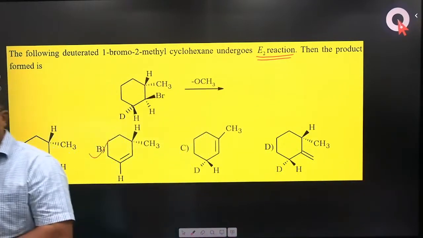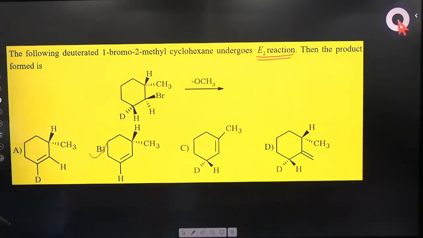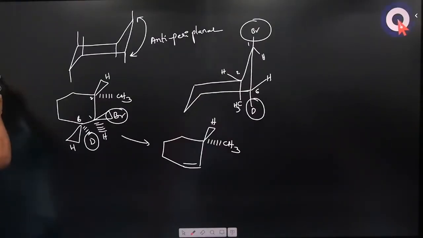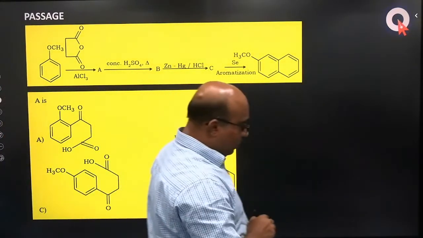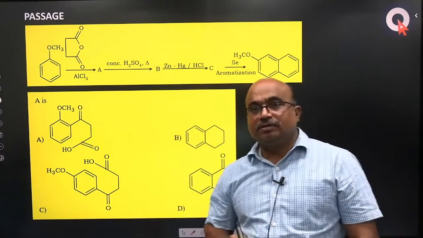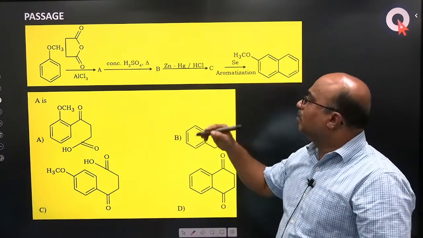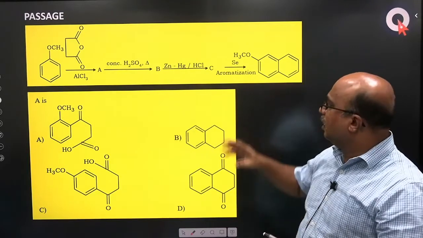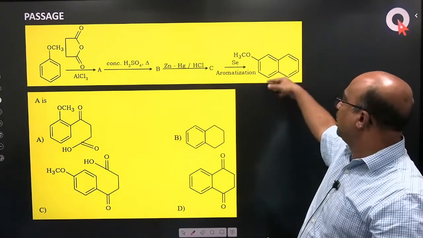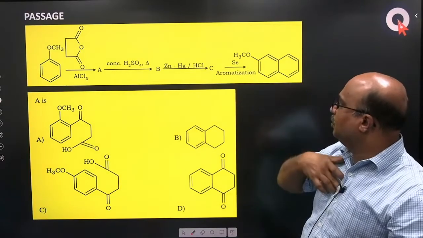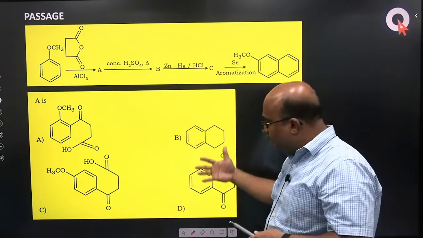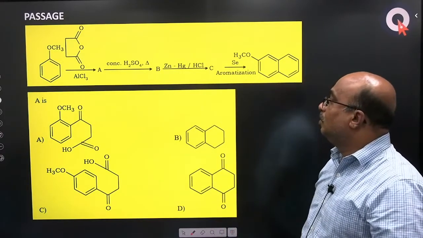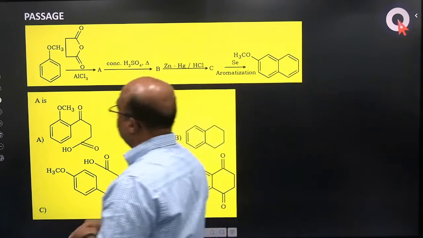Coming to the next. This one. OCH3 we treated with a particular reagent, let us say it is like a passage type question. So there are A, B, C. We are getting a final product which is after aromatization. So now what A, B, C might be in the process, let us see.